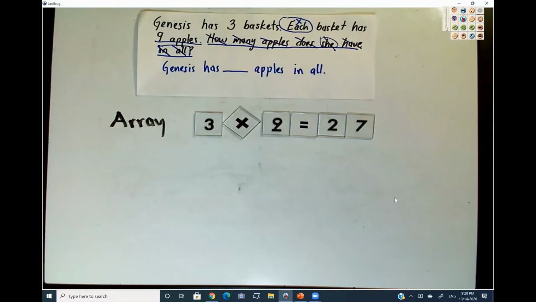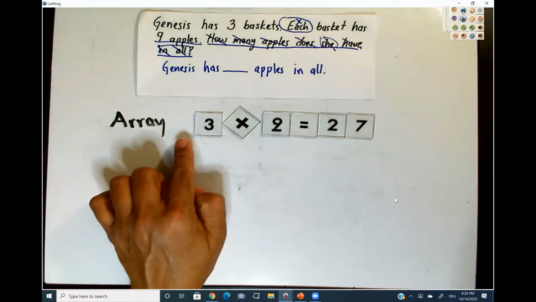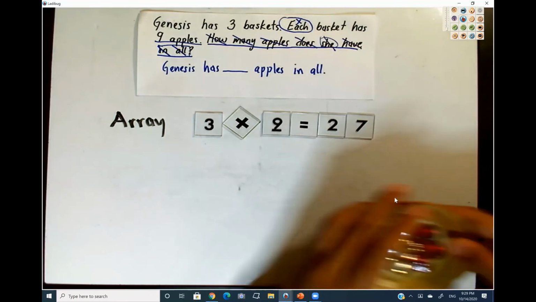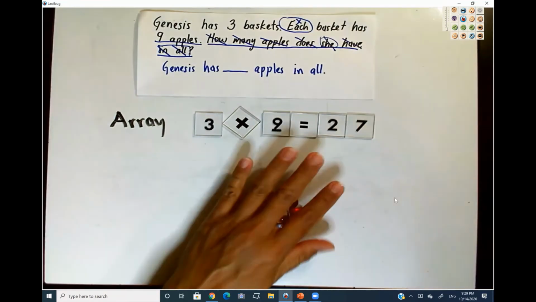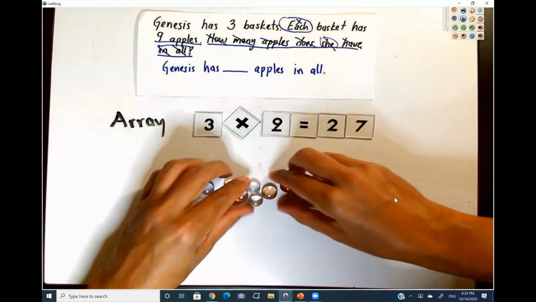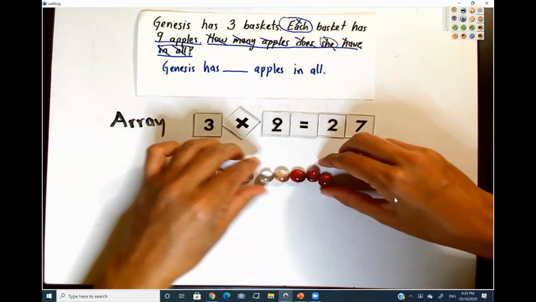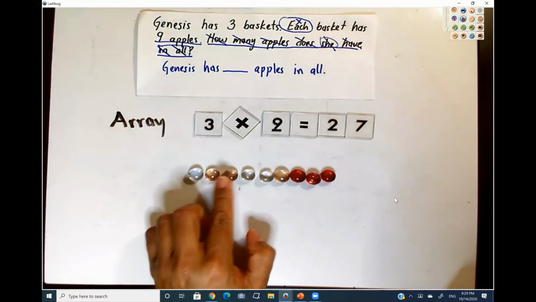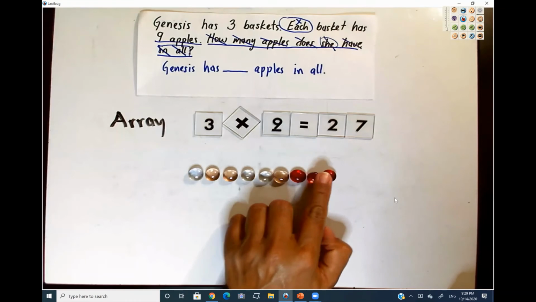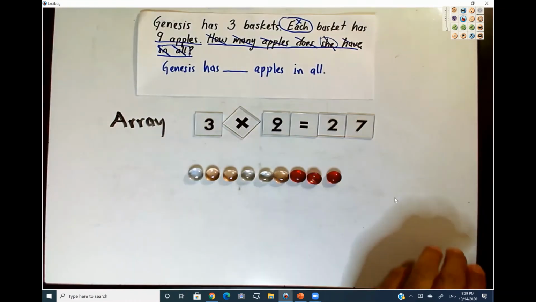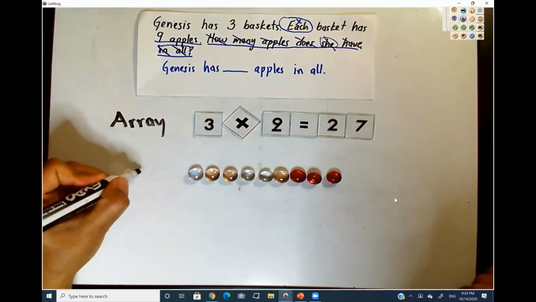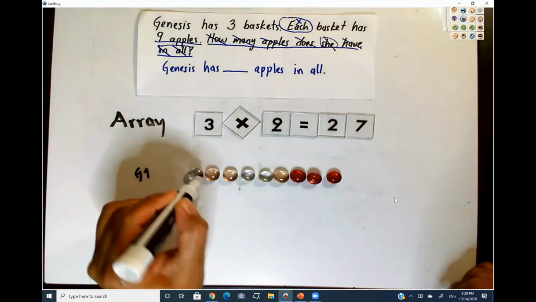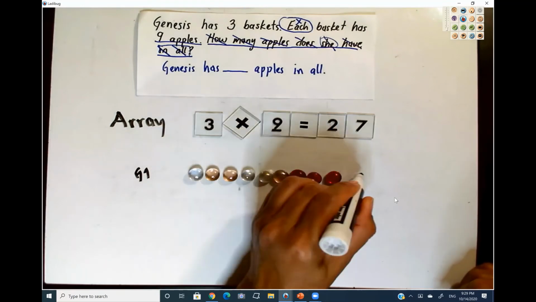The next representation is called an array. The array is going to represent the 3 groups of 9 that equals 27. So I'm going to get the apples, and I'm going to do this. It's going to be group number 1, and it's going to have 9. The thing about the array is that you have to make a kind of rectangle and make sure all the pieces are really well aligned. So I have one group, so this is group 1, and it has 9. If you count 1, 2, 3, 4, 5, 6, 7, 8, 9, I have 9 here.